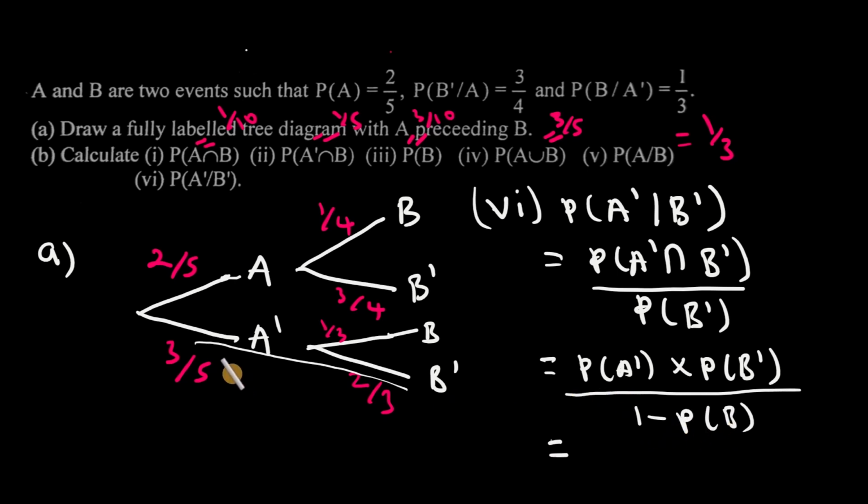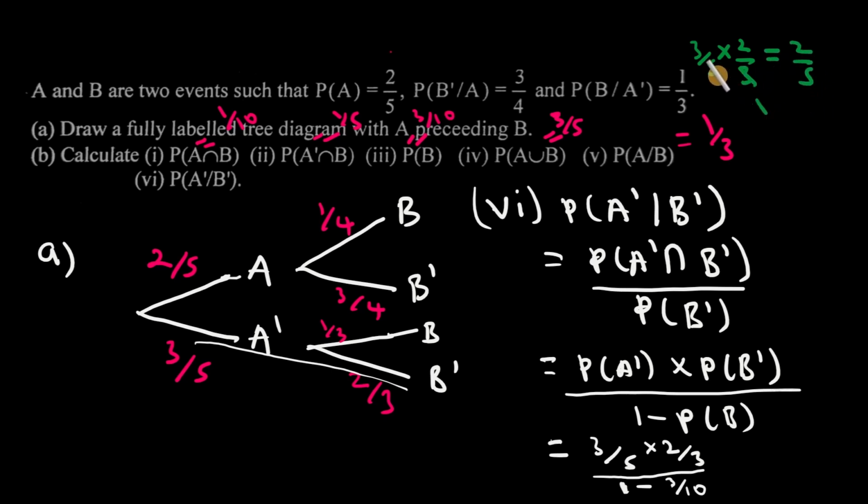Probability of A prime along this branch is 3 on 5, times probability of B prime along that branch, which is 2 on 3, all over 1 minus probability of B, which we obtained as 3 on 10. That is 1 minus 3 on 10. 3 on 5 times 2 on 3 is the same as 2 on 5, since the 3 cancels the 3, so we have 2 on 5.